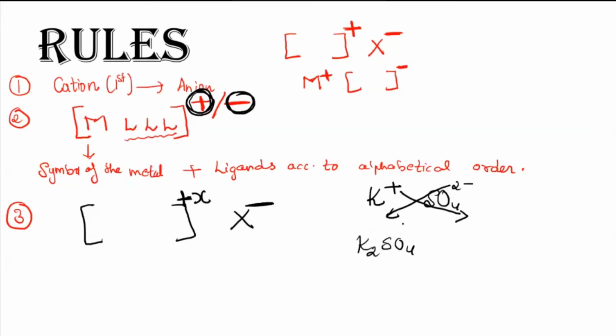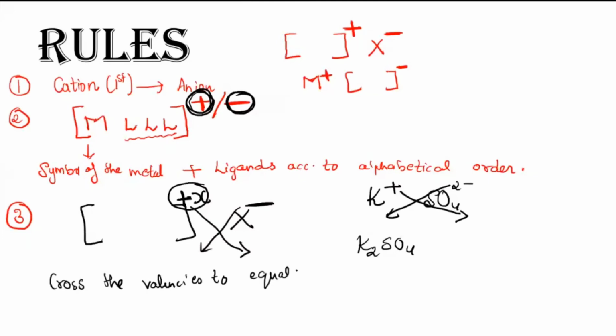This is how we write a simple inorganic salt. Similarly, for a coordination compound also, once you have found out the charge present on the coordination sphere, you have to cross these valencies. When you cross the valency, the charge will get equalized. So the last step is to cross the valencies to equalize the charge. Okay, so these are the steps.